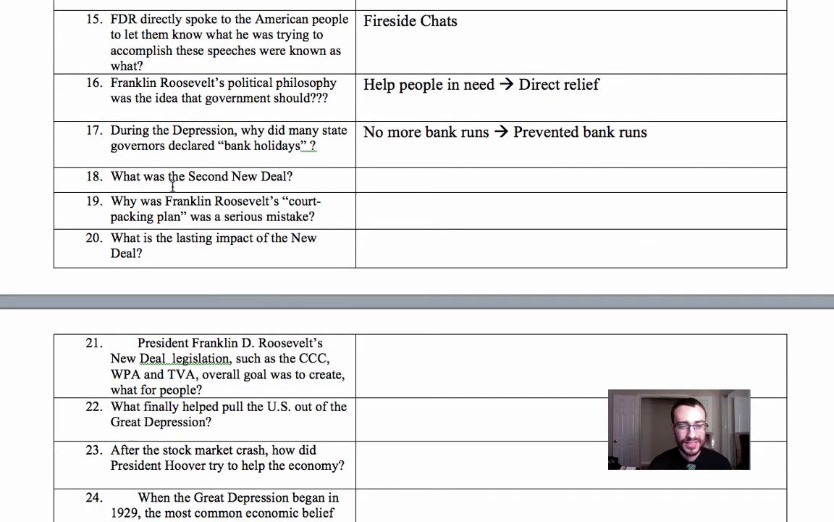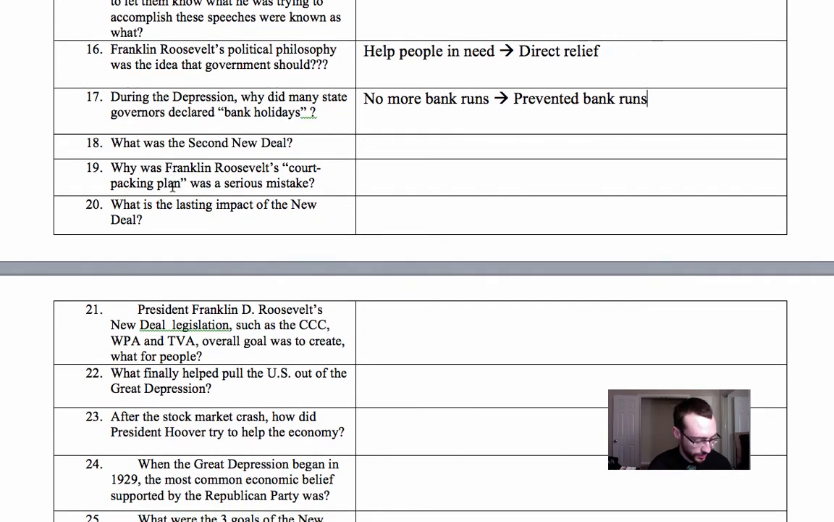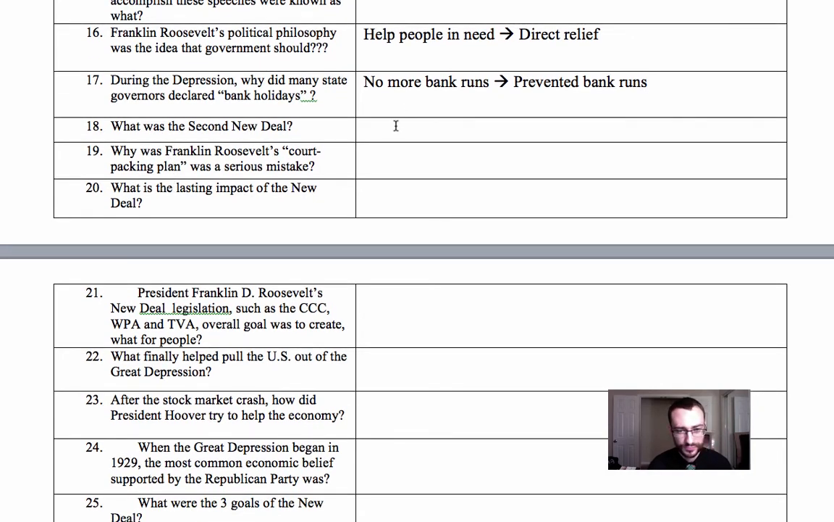18, what was the second New Deal? So for the second New Deal, you can just put this was a chance for FDR to basically show his critics what he was all about. And this was just more relief.